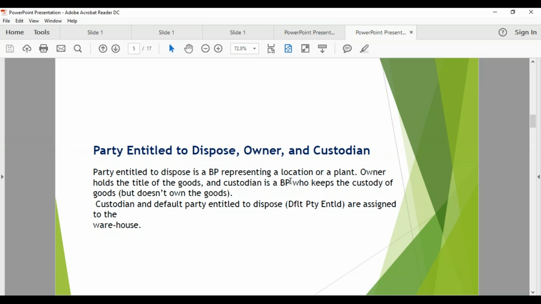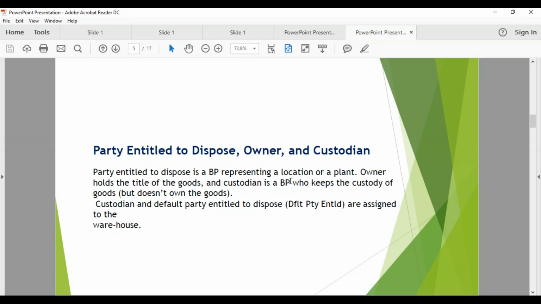Custodian means who will be responsible for the custody itself, custody of the goods only. He will not hold the ownership. There is a person who is the owner, that means he has got the entitlement to dispose those products. That means he has got the authority to sell those products or to move the products. So the custodian is just a kind of person who will be looking after those products at the custody level itself. This is a high level meaning of that.